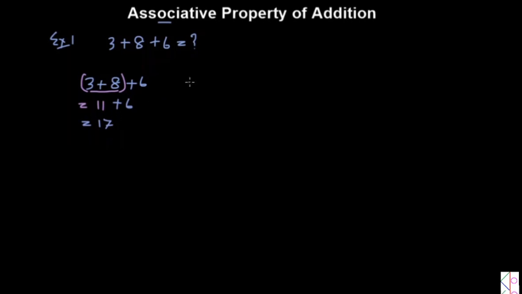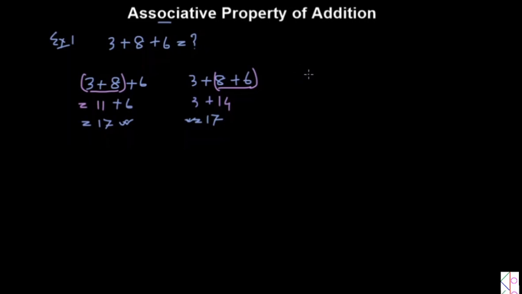Now in our next approach, we will make 8 and 6 a group, so 8 has been associated with 6. So that is the group. Now we have to add 3 plus 14, and finally we get the value 17. In both the cases we got 17. They are equal. Now I am going to our third experiment.